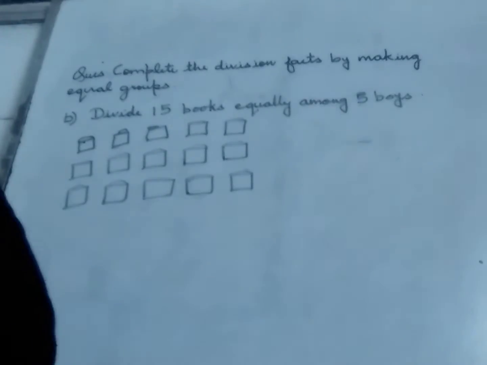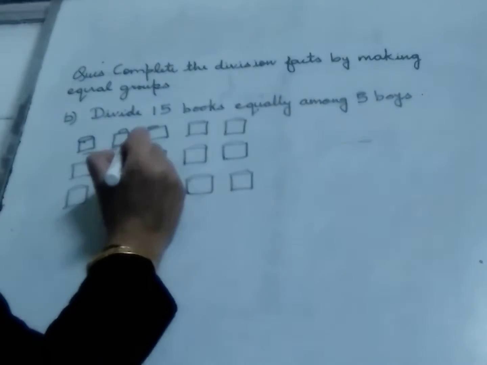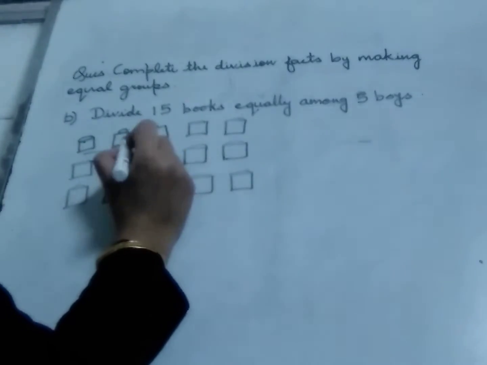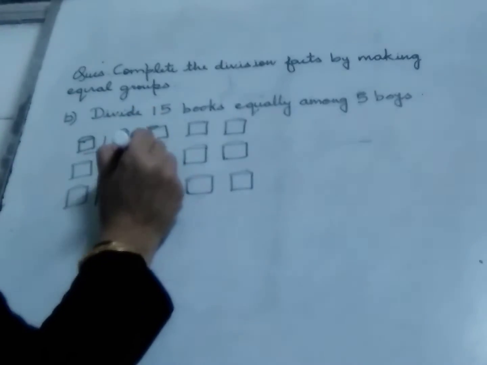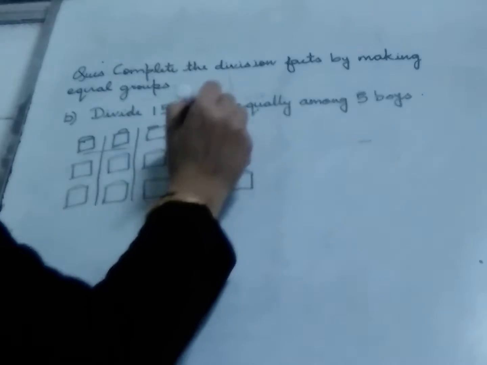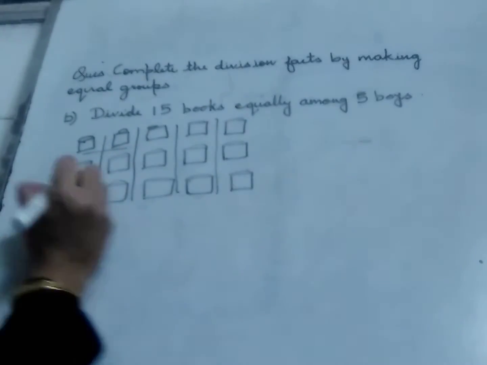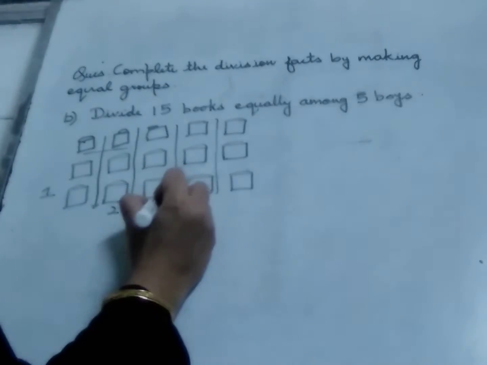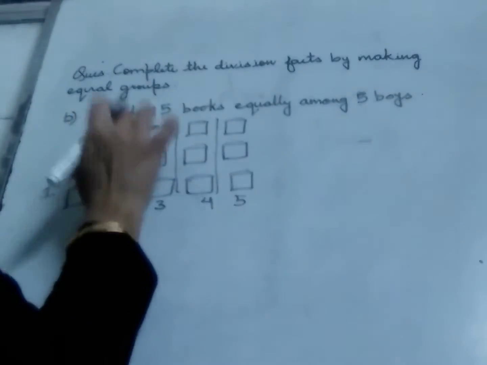So the boys are 5. Let us take like this. 1, 2, 3, 4, 5. 1, 2, 3. This is first boy get. This is second boy get. 3, 4 and 5. And they are arranged equally.